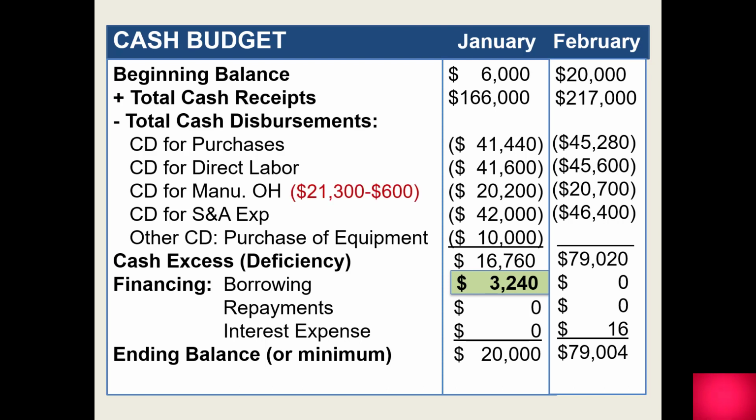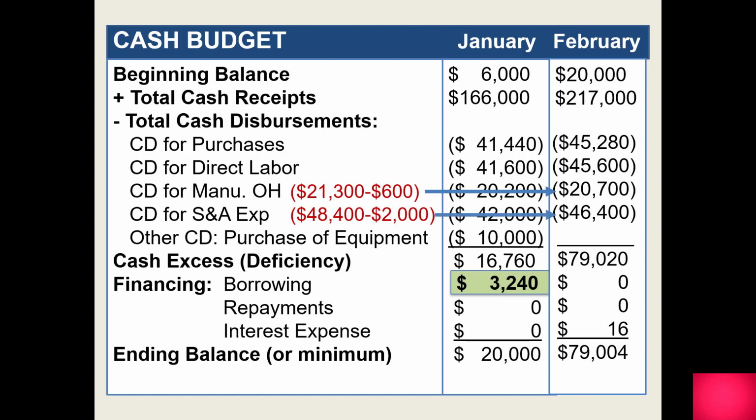Note that the overhead was $21,300 in total in February, $600 of which was depreciation. Total selling and administrative expenses were $48,400 during February, so $46,400 was cash disbursements since there was $2,000 of depreciation.